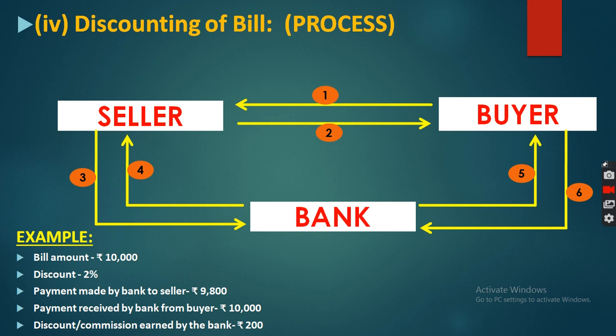So 200 will be considered as a discount or commission for the bank. So this is the bill discounting process. So whenever the seller's company has an immediate cash requirement, at that time bank also provides the bill discounting facility.